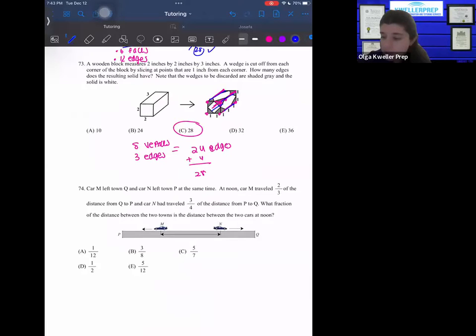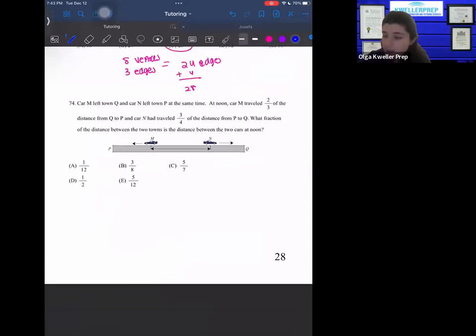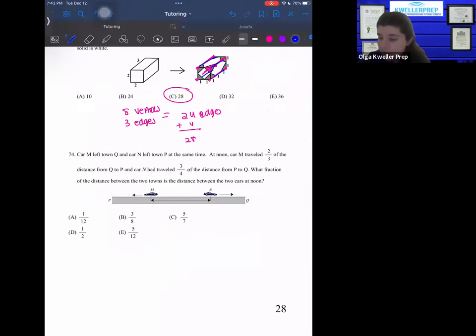Okay, now the next one, we've got these 2 cars, M left town Q and N left town P at the same time. At noon, car M traveled 2/3 of the distance from Q to P. So if we try to visualize what that means, from Q to P, they traveled 2/3. And then this car from P to N traveled 3/4. What fraction of the distance between the 2 towns is the distance between the 2 cars at noon?